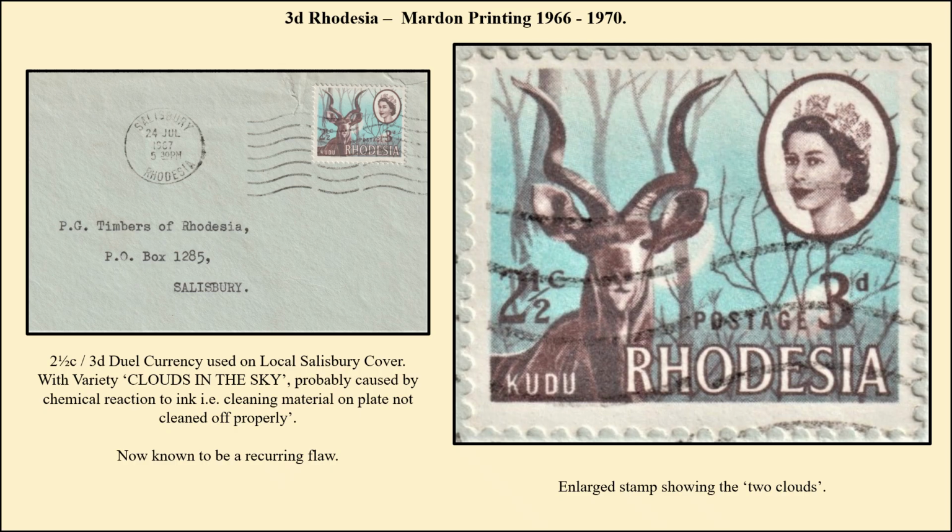The 2.5 cent threepenny dual currency stamp from 1967 to 1970, printed by Marden, the Salisbury printer. Can be seen in the sky. There are two clouds which aren't normal. This is probably caused by cleaning material on the printing plates not being cleaned off properly.